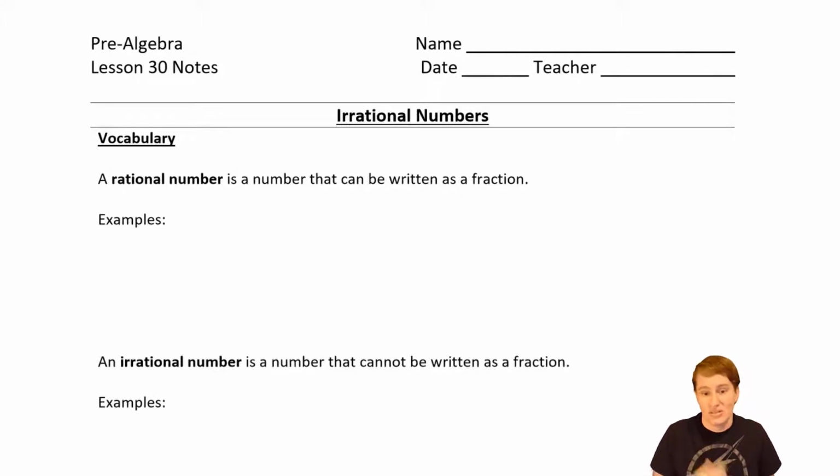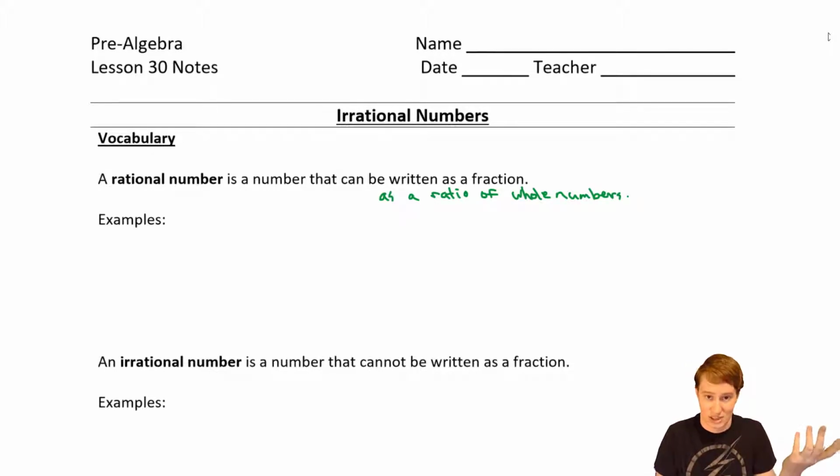So a rational number is a number that can be written as a fraction. It's a pretty easy definition in some ways, but there's a lot to that. Another way to say the same exact phrase is that it can be written as a ratio of whole numbers, which is essentially a fancy way of saying that you can write it as a fraction, because ratio and fraction mean the same thing.